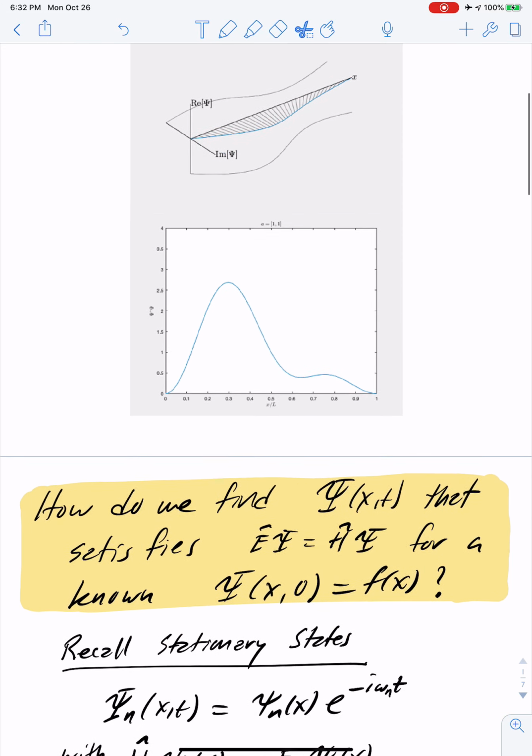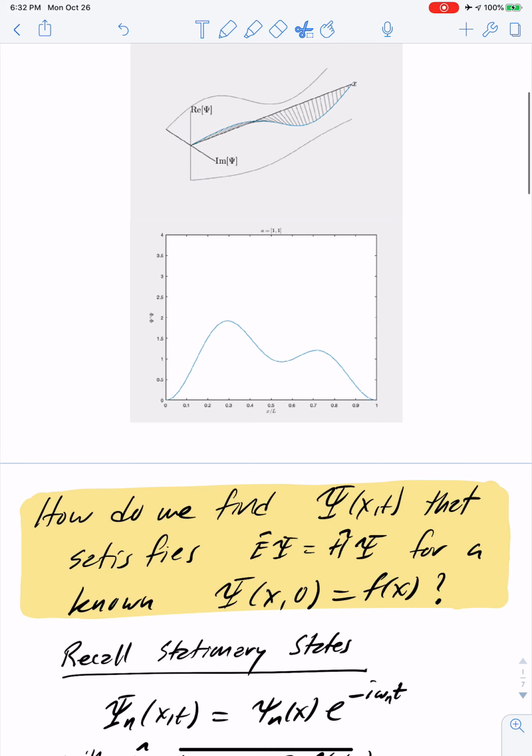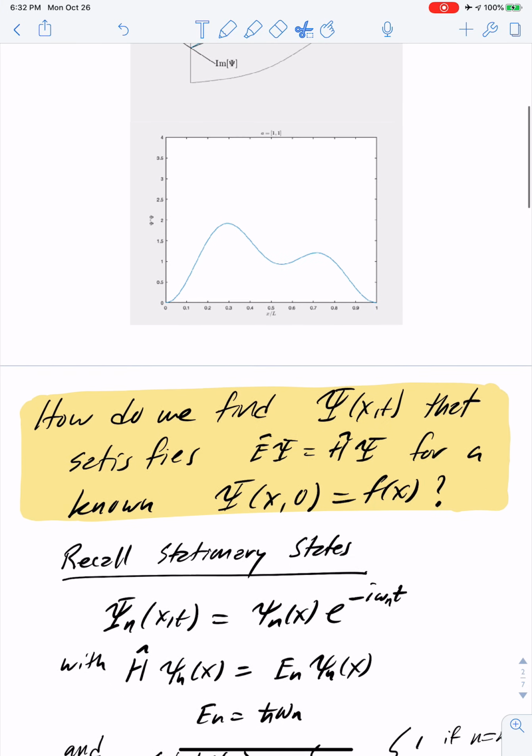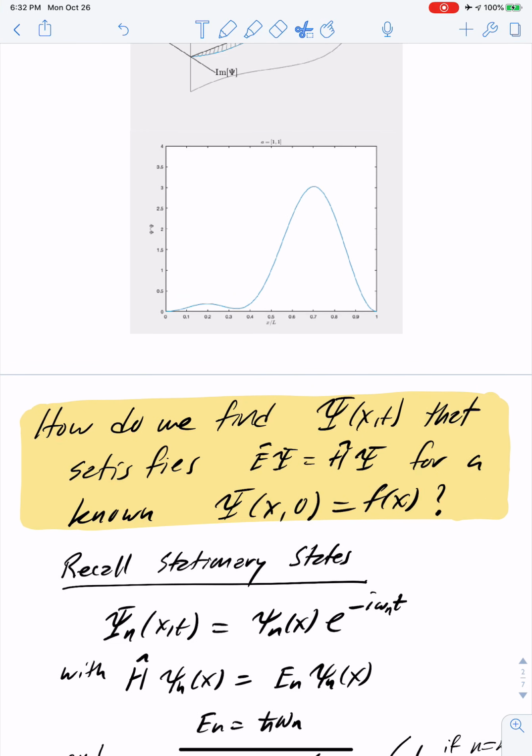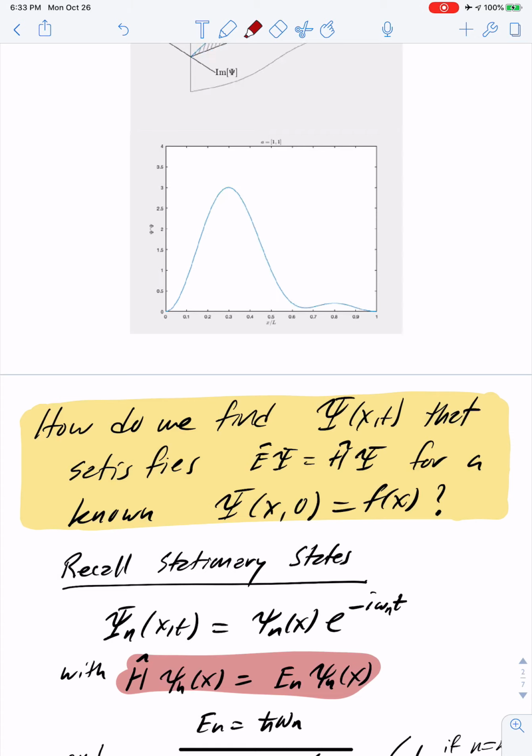Well, the first thing to do is recall the stationary states. If you remember, we decided you could try separating the variables. We could try a wave function of the form of a spatial part and a time-dependent part, and take the product. And then we found that as long as the spatial part satisfied this time-independent Schrödinger equation, this solution would be a solution to the time-dependent one.